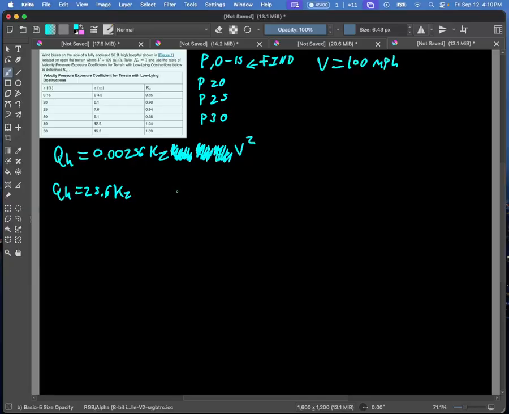And it's a 30-foot high building. So for our KZ, we have height 30 feet. KZ should equal 0.98. So we can take this and actually say this is 0.98. And what does this equal? 25.088. That's our QH.